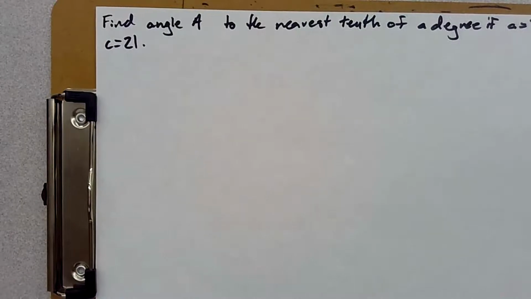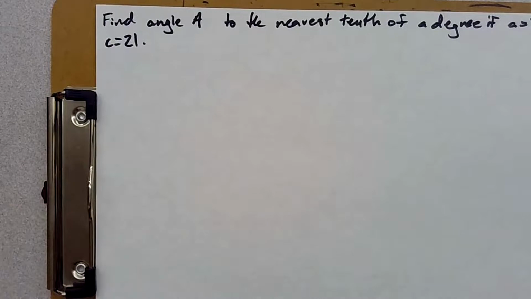In this video, we are going to look at the examples in the 19-2 slides. We're starting with this one. Find angle A to the nearest tenth of a degree if A is 7 and C is 21.